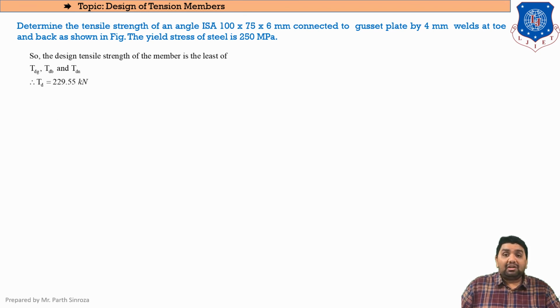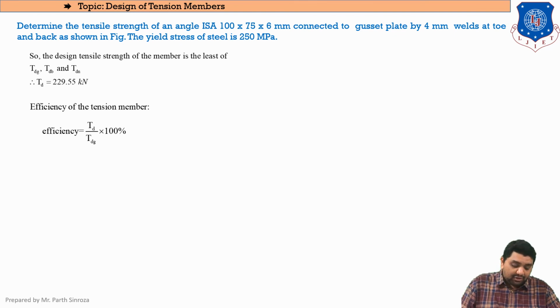But whenever in the question it is asked to find the efficiency of the joint, then what to do? The next thing we'll see is how to find the efficiency of our section or tension member. To find the efficiency of the tension member, the equation we'll always use is TD upon TDG. That means we will be comparing with our gross strength here. TD is the value that we have obtained here. TDG we have already calculated, and as it is a percentage value, it will be multiplied by 100. So here the answer comes out to be TD. TD was already the value that we have prepared, it was for TDG. So here the efficiency comes out to be 100%.